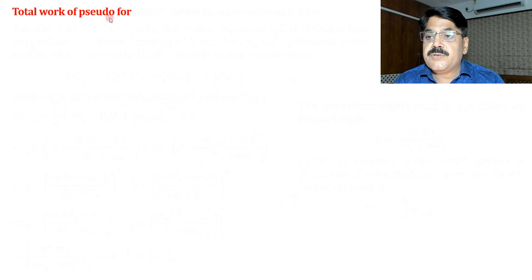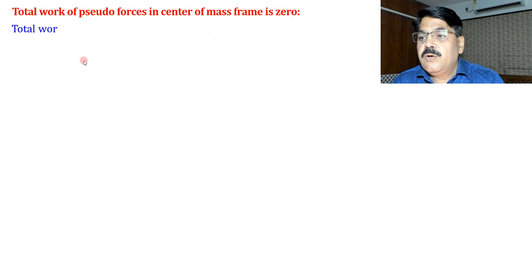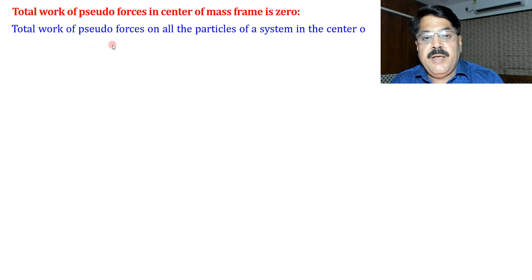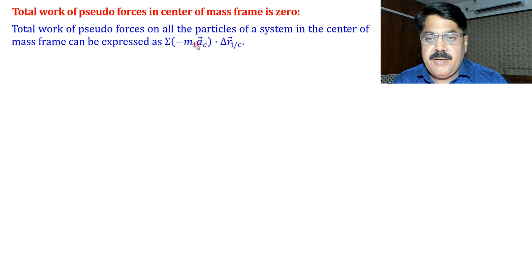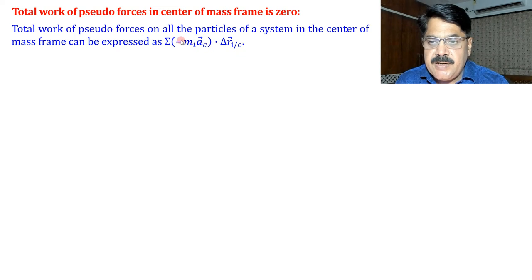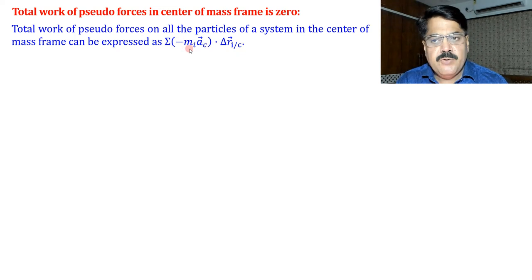Now, total work of pseudo forces in the center of mass frame is zero. Actually, in the last one, we have taken it as a property of the center of mass frame. Now today we'll deduce why it is zero. Total work of pseudo forces on all the particles of a system in the center of mass frame can be expressed as summation of minus mi AC dot delta Ri with respect to C. Here mi AC with minus sign is the pseudo force. What is pseudo force? Mass into reverse of the acceleration of the reference frame. So that is the pseudo force of the ith particle, and that is the displacement of the ith particle.